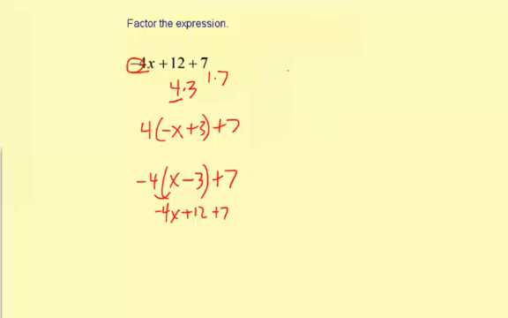So here's our answer. It's negative 4 times x minus 3, and then plus 7. We factored the expression. We took out the negative 4 from these two terms. And then the 7 had nothing we could factor out.